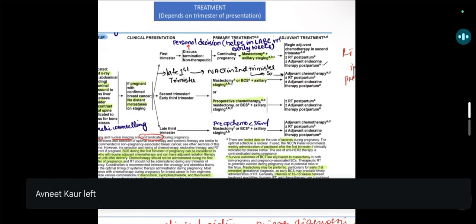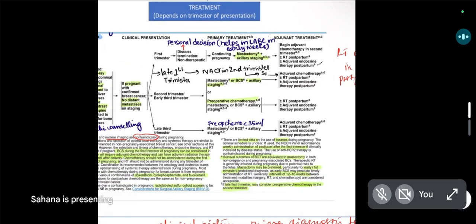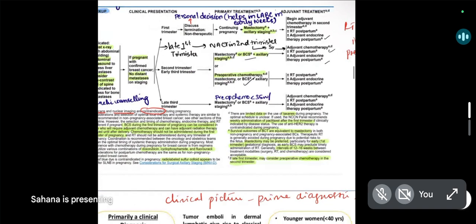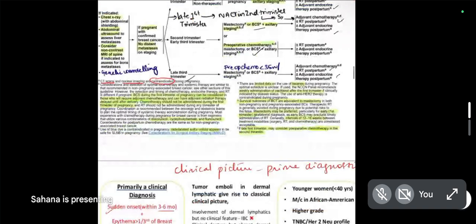Then coming to second trimester, there's nothing much of a change here. You can give pre-op therapy also by chemotherapy. You can do BCS also in them. Then you can follow it up with chemotherapy and adjuvant RT and endocrine in postpartum. So later in pregnancy, definitely you can resort to any form of treatment, because after they deliver, you can give them RT and endocrine therapy as well.